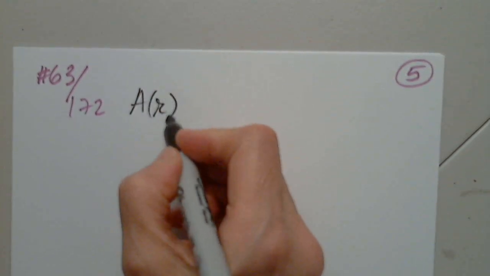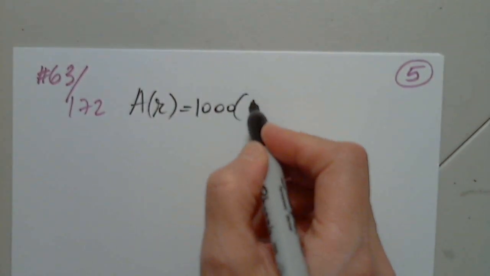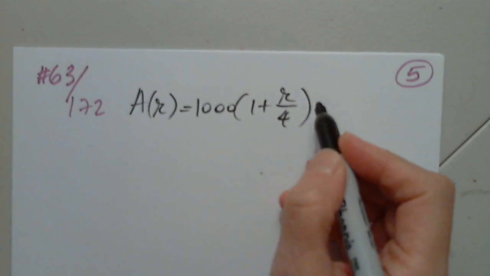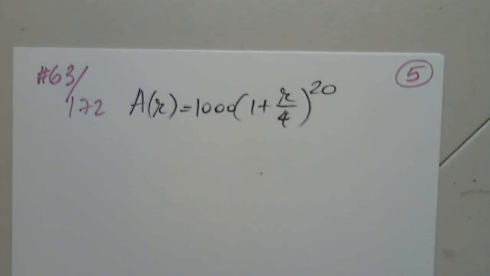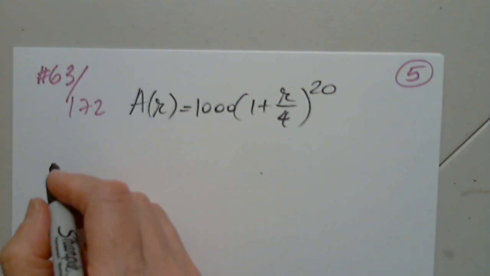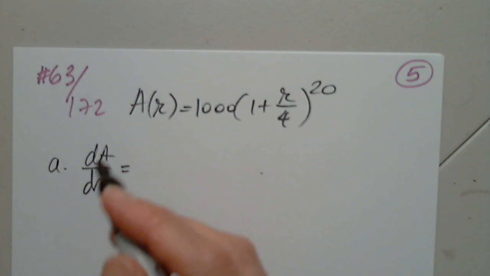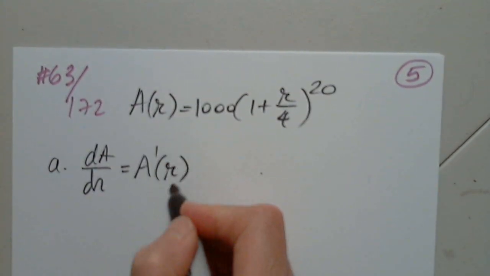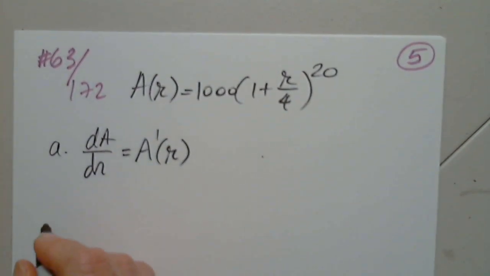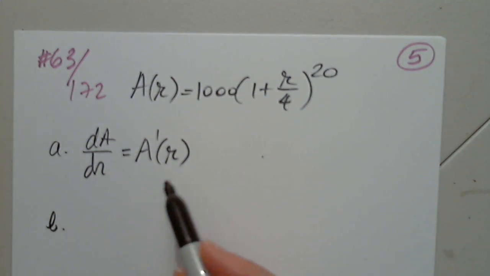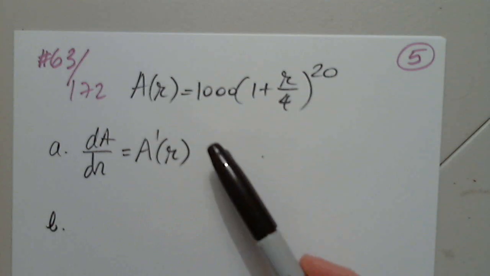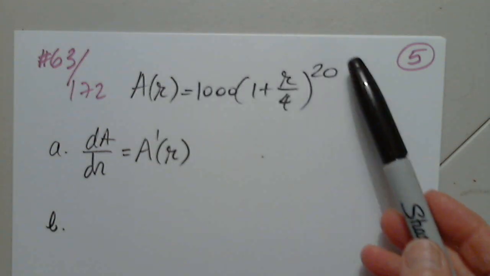So A of R equals 1,000 times 1 plus R over 4 raised to power 20. They want us first to find in part A, dA over dR. If you don't like this notation, we can still use this one now. And then in part B, they want what it represents and the measurement unit. So, can anyone tell us how we differentiate this?